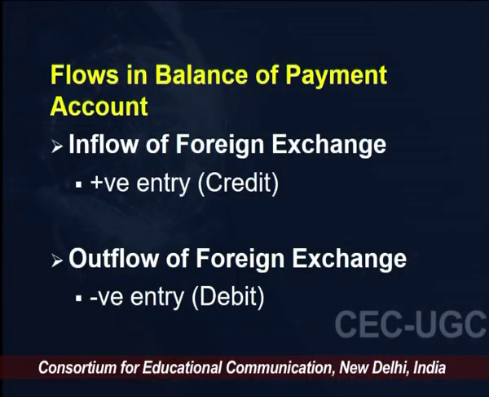When we talk about the meaning of balance of payment account, it is a statement that summarizes the country's economic transactions with other countries of the world during a specific time period. And there are different flows in balance of payment account. Inflow of foreign exchange, like when we are exporting goods and getting the payment in foreign exchange, will have a positive entry or credit. Outflow of foreign exchange, when we are importing certain commodities and making payments, is a negative entry or debit entry.